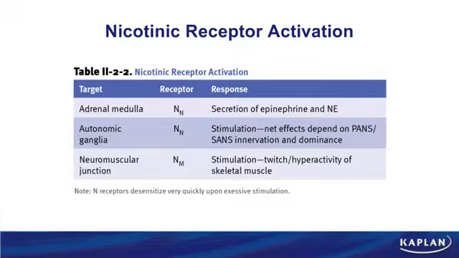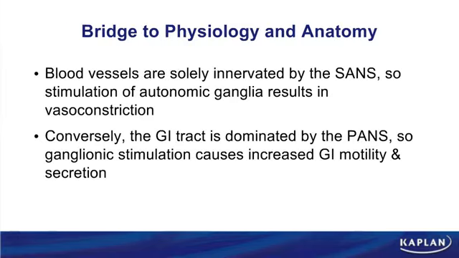This table looks at our nicotinic receptors. We've already discussed these receptors and where they're found. N sub N receptors are found at the ganglia and the adrenal medulla, and N sub M receptors found at the neuromuscular junction. In the margin is a note, A Bridge to Physiology and Anatomy, and what this note reminds us of is about the innervation of various organs. In fact, remember this is the rule. Most organs in the body are what we call dually innervated. They're innervated by both parasympathetic and sympathetic pathways. If you think about that, it's dual innervation.